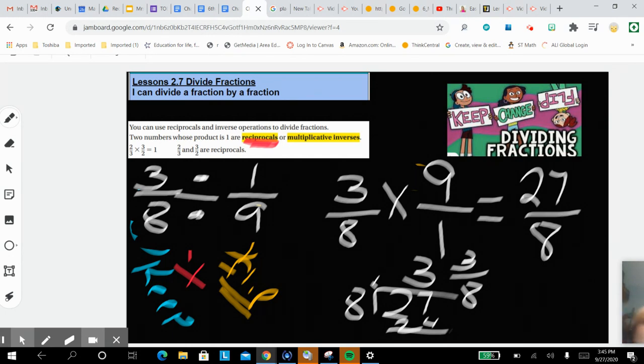Boys and girls, today we divided fractions by fractions. Remember, keep, change, flip. Happy math.